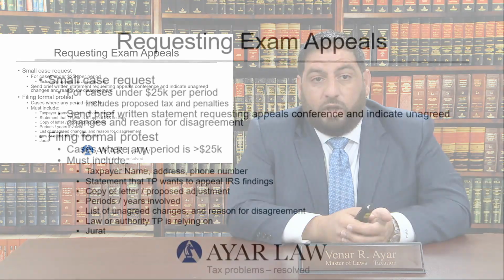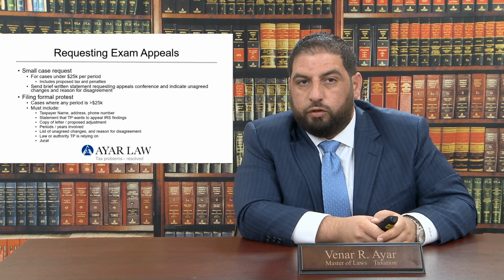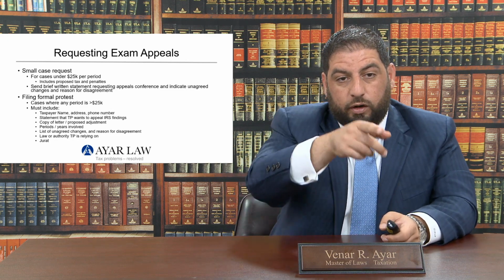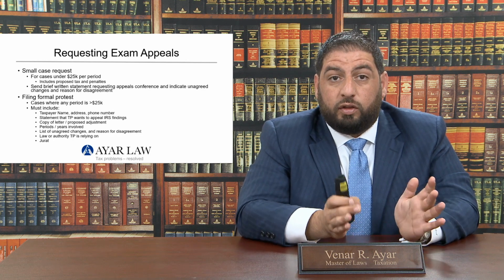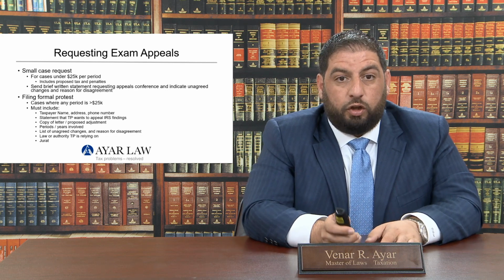So if you're appealing from exam, here's how you request it. If it's a small case, if you owe less than $25,000 per period, that includes proposed tax and penalties, then you can do a small case. And basically you just have to send a brief statement requesting a conference and indicating unagreed changes and the reason for the disagreement. If you owe more than $25,000 for any one period, then you have to do a formal protest, and there's like 6 or 7 things in the list that must be included on the protest. They are on the slide next to me. I'm not going to go through and read each one. You can see them in the handouts on what needs to be included.